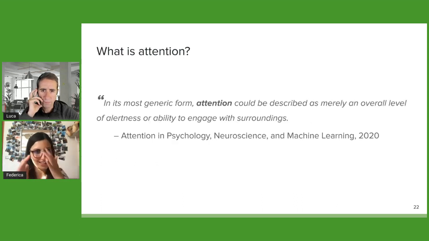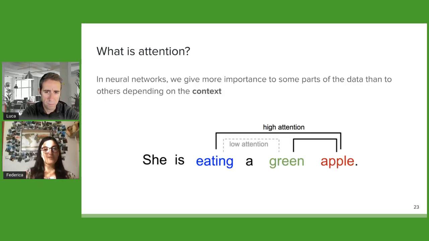So attention is something that obviously we know when we talk about cognitive attention, our attention, because it's when we want to pay attention to our surroundings, to what we have around us. And in neural networks, attention is that mechanism that gives the network the ability to give more importance to some parts of the data and less importance to other parts, depending on the context.